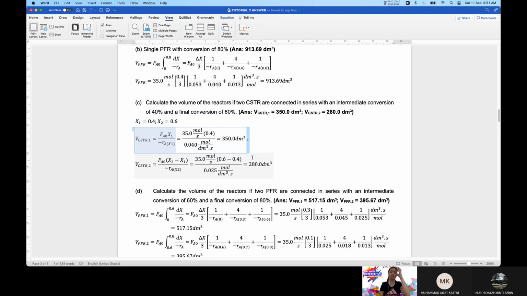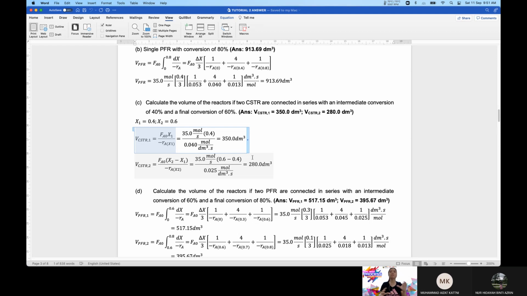formula dia nak cari volume CSTR equals to, formula dia macam untuk single CSTR. Sebab kalau kamu perasan, dia akan jadi volume CSTR1. Mesti indicate, kalau reaktor pertama kena indicate nak cari volume reaktor pertama equals to FA0 X1. Tadi kalau single reactor kamu letak X sahaja kan, tapi tak boleh letak X sahaja sebab dalam kes ni kita ada 2X. Kita ada X1, kita ada X2. Kalau kita nak kira untuk reaktor pertama, kita letak X1. So you know that is referring to the conversion in the first reactor in the series configuration. Divided by minus RA.